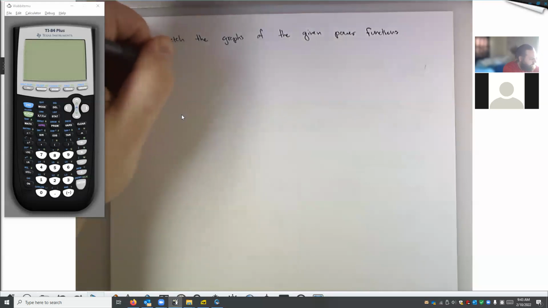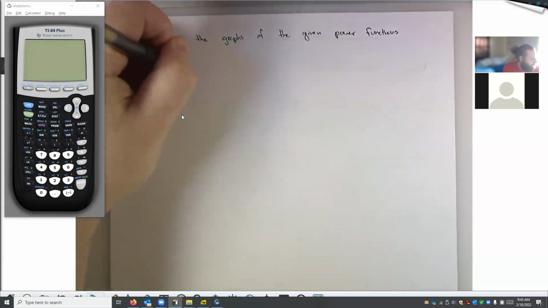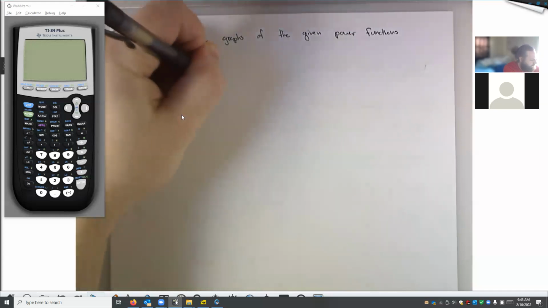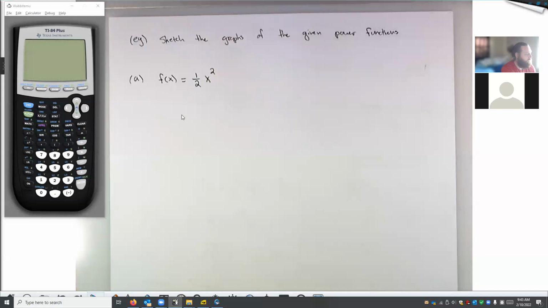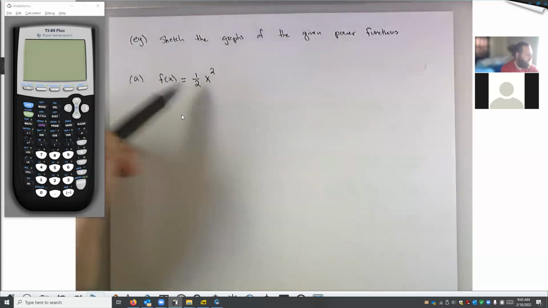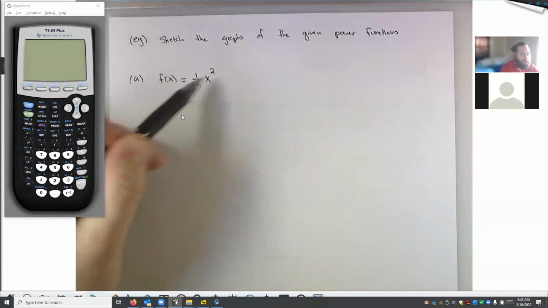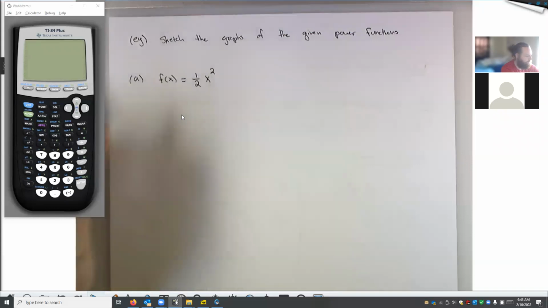So let's start with something that we're familiar with, something like one half x squared. This is a power function. The constant c is 1/2, and the power p here is 2.